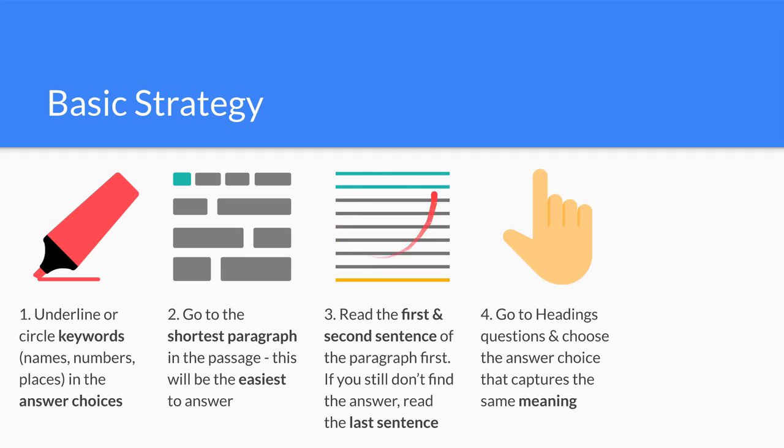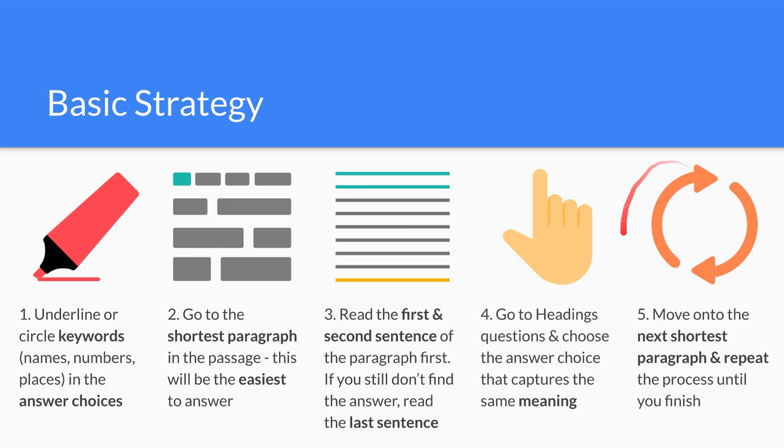Once you read these sentences and have the general gist of what the paragraph is talking about, then you just have to match the paragraph with the correct answer choice. And finally, you just have to repeat that process once again. You're going to move on to the next shortest paragraph after answering your question, and then you're going to repeat this process until you finish all the questions. Great. So that's our strategy. Now let me show you some examples.